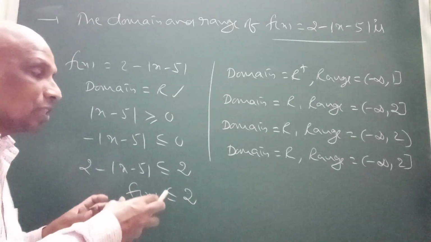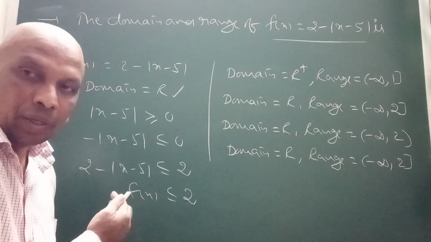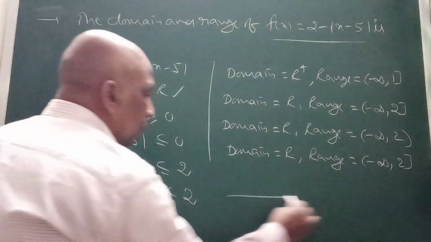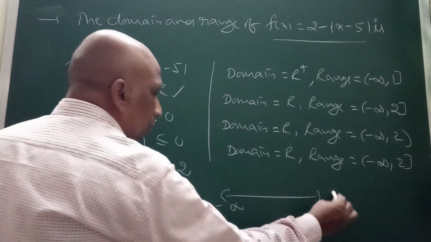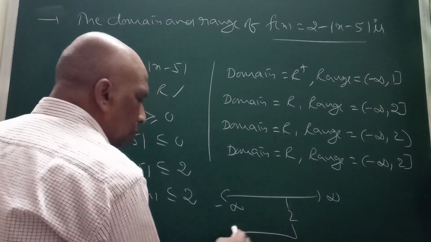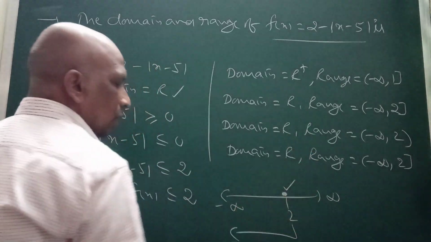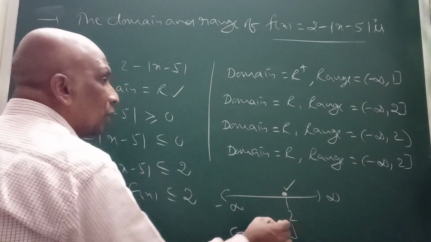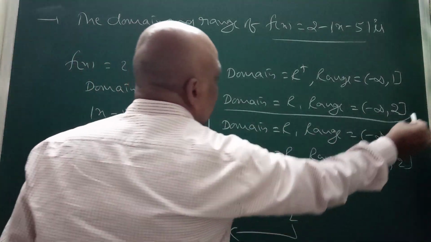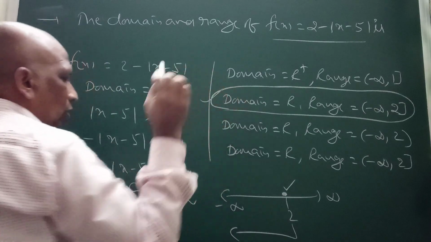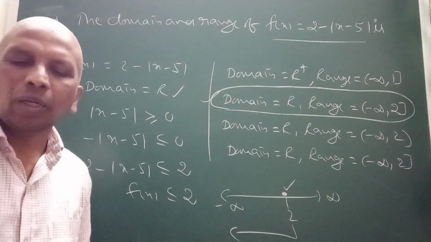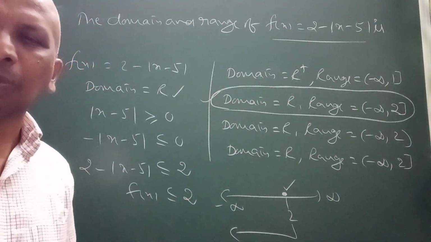The range of this function will be left of 2. The left of 2, we can see here, this is minus infinity to infinity. So this is left of 2 including 2, right? So minus infinity comma 2, including 2. So your answer is this. That will be your answer, right? Now I am going to explain the last problem in this.